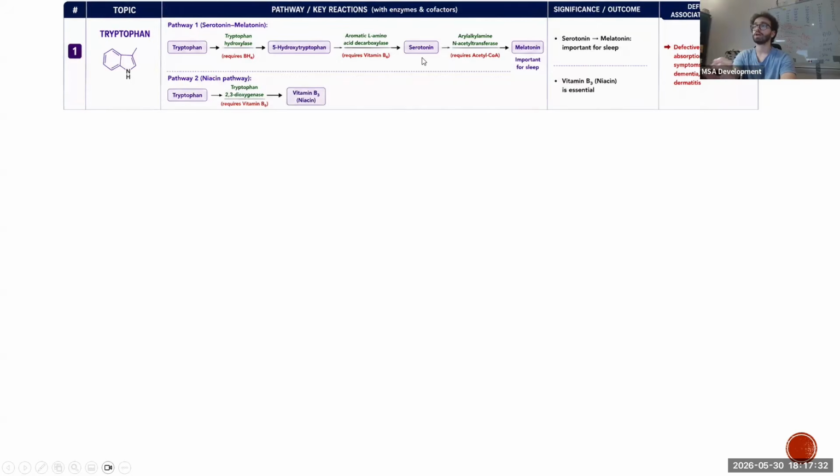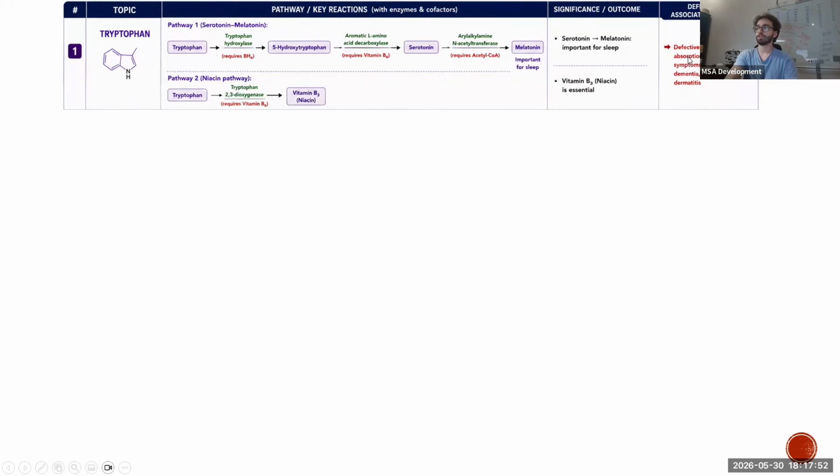Tryptophan gives us serotonin. Last but not least, serotonin will also give us melatonin, but it requires acetyl-CoA to do that. But tryptophan is important. It gives us vitamin B3. It gives us serotonin. It gives us melatonin. You guys need to know this. Okay? Remember the enzymes. Remember what each enzyme requires.